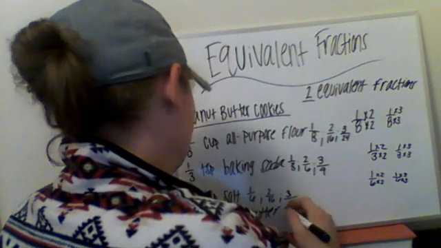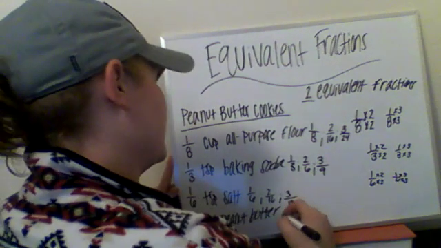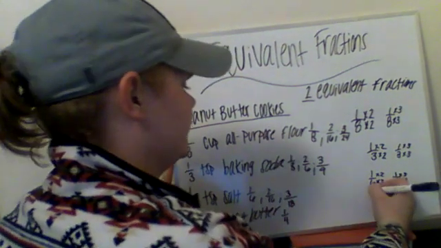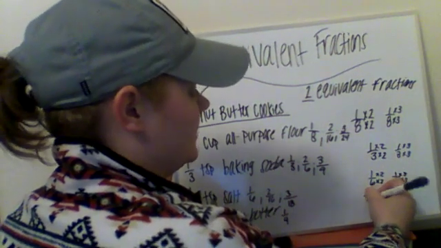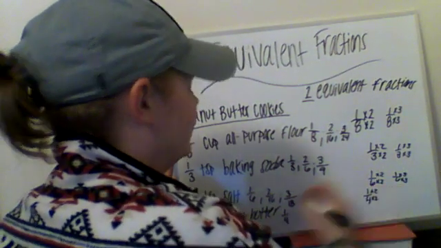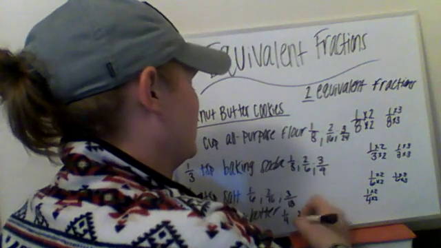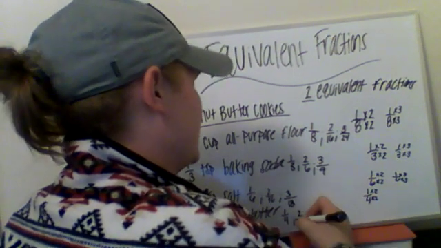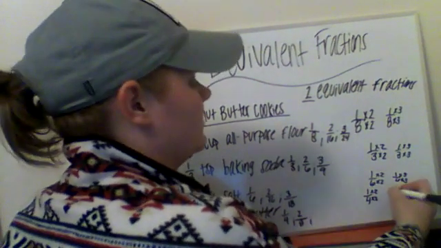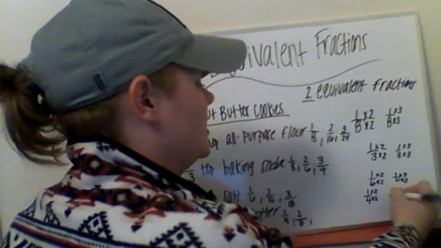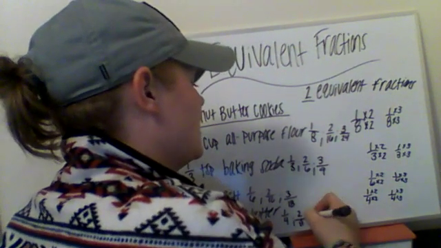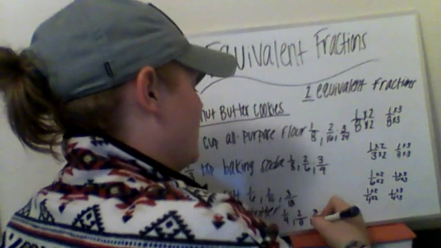Then my last ingredient, 1/4 cup of peanut butter. We did this one just a second ago, but let's do it again. 1/4, multiply top and bottom by 2. 1 times 2 is 2. 4 times 2 is 8. Then when I multiply this fraction by 3 on the top and bottom, 1 times 3 is 3. 4 times 3 is 12.